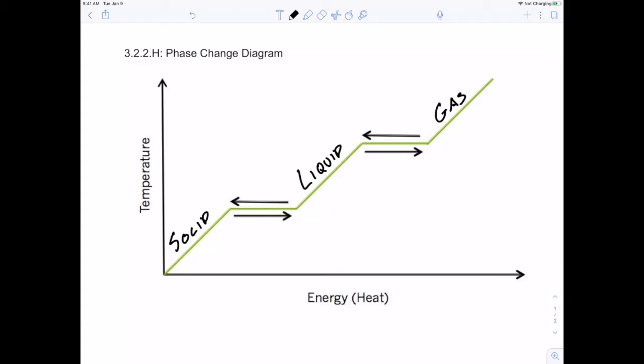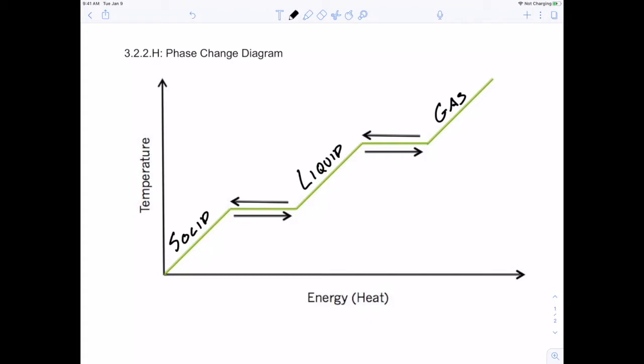All right, so there's our different states of matter. We go from solid to liquid to gas. Solid is the lowest temperature and energy. Liquid is the middle temperature and energy. Gas is the highest temperature and energy. All we're using is those definitions we talked about the other day.